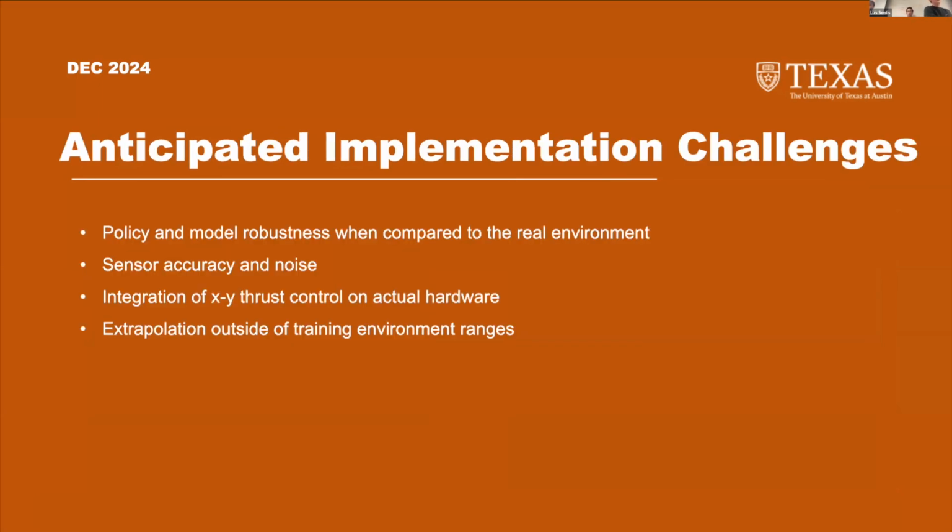With integrating this on actual hardware, there are a few anticipated challenges that we see coming. The policy and model robustness when compared to the real environment. If our model for the environment that we've used so far isn't accurate, there could be some problems that come with that. Some sensor accuracy and noise, and this is something that we could work on in continued training by inducing noise in the environment so that the policy is more robust to noise in the actual environment with the real sensors. And then the integration of the XY thrust control on actual hardware. Right now, it's assumed in our dynamics that whatever thrust is chosen by the policy is applied on the hardware, and then extrapolating outside of any ranges seen in the training environment.